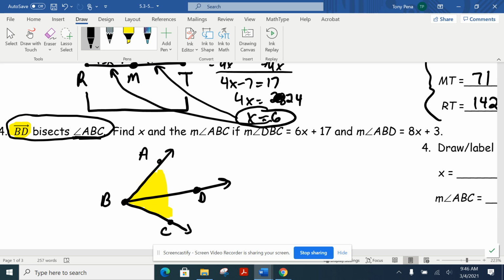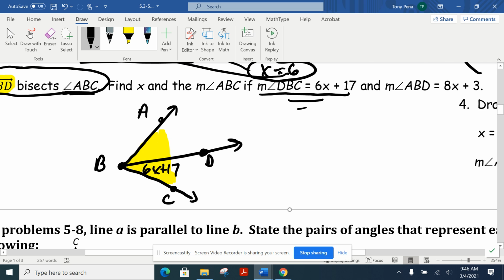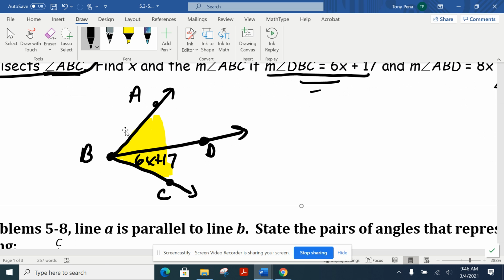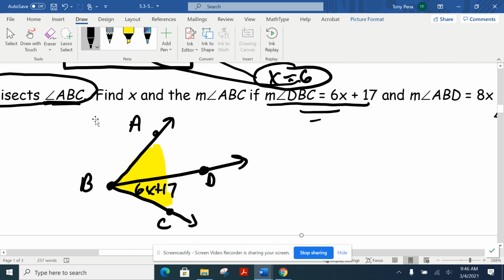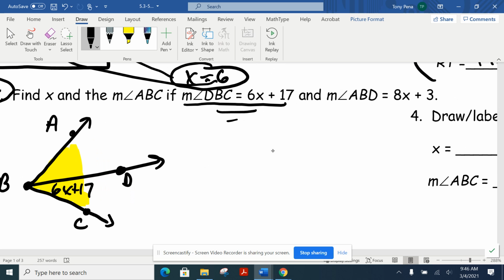So when we then look, the measure of angle DBC is 6x plus 17. So that's going to go right there. And then ABD is 8x plus 3. So ABD, 8x plus 3.